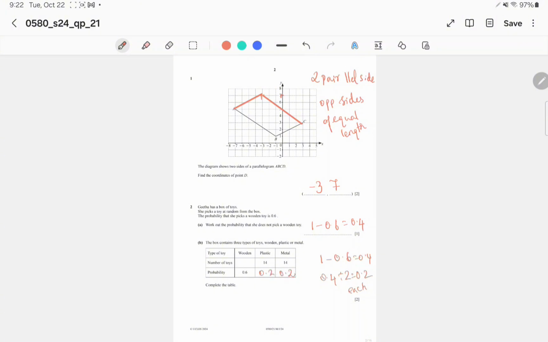So the number of toys we have to find out. For this condition, how will we find the number of toys? For 14, I will go with the probability point. 0.6 is the wooden toys, but we don't know the number of wooden toys. For 0.2 probability, it is 14 toys. So cross multiplying, I will do 0.6 times 14 divided by 0.2. The answer is 42. So the number of wooden toys she has is 42.